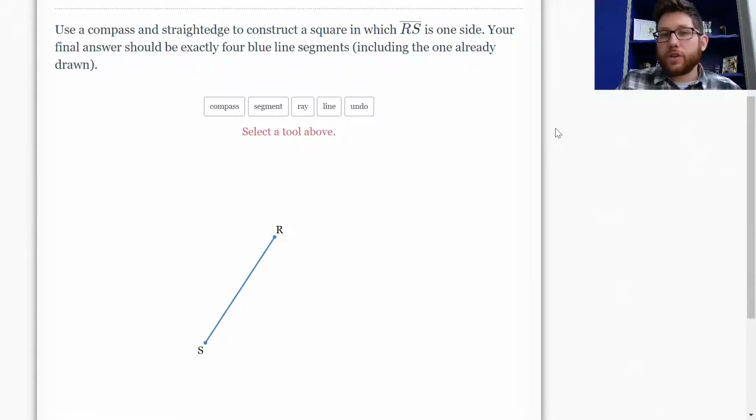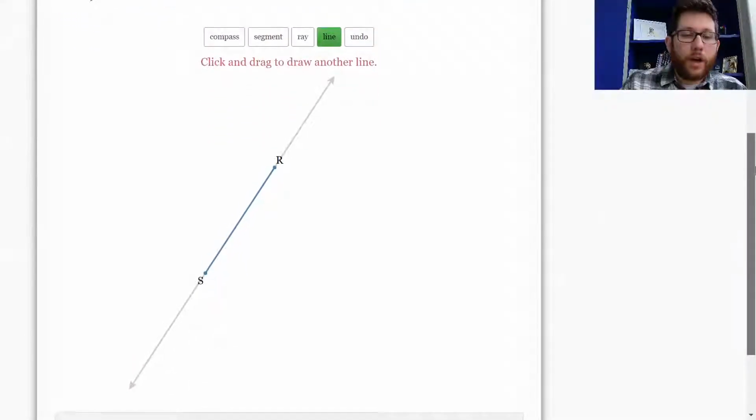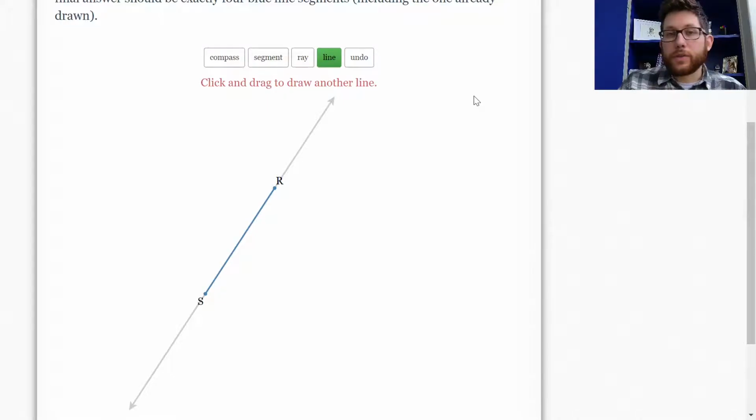So let me show you a straightforward way. It's kind of a lot of work, but it's the way that we can go about constructing a square. We are going to take our line tool, and the first thing we're going to do is extend this line RS, because we need to do some work on both sides. Now, we're going to do our perpendicular through a point on a line. That construction, we're going to do it twice. If you need to, go back to my other video on how to do a perpendicular line through a point on a line to refresh yourself if you need some help on this topic.